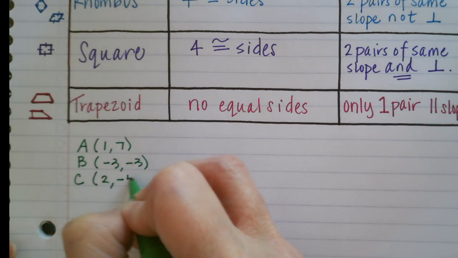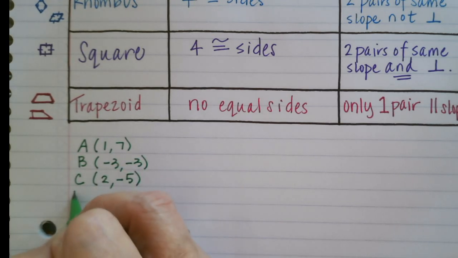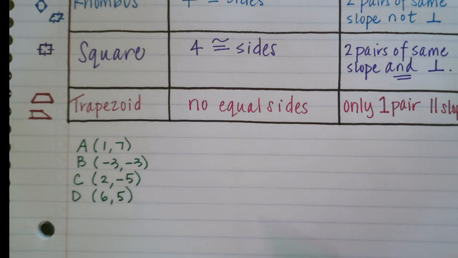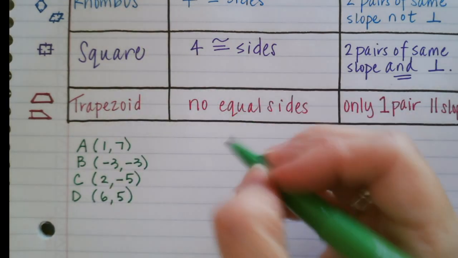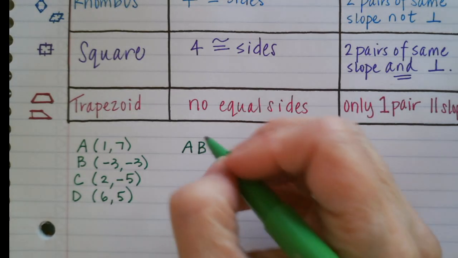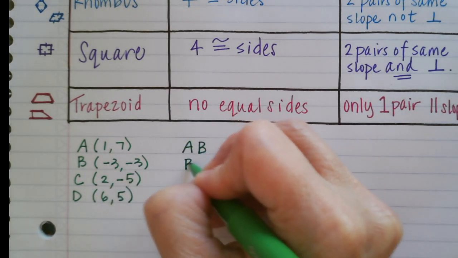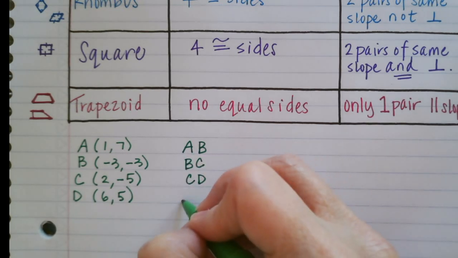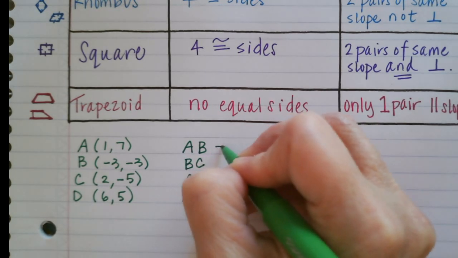C is (2, -5) and D is (6, 5). Okay, so we're not graphing this. We're going to do all of this just using our knowledge of distance and slope. First thing is I need to figure out the length of all my sides. So I need side AB, side BC, side CD, and then side AD.